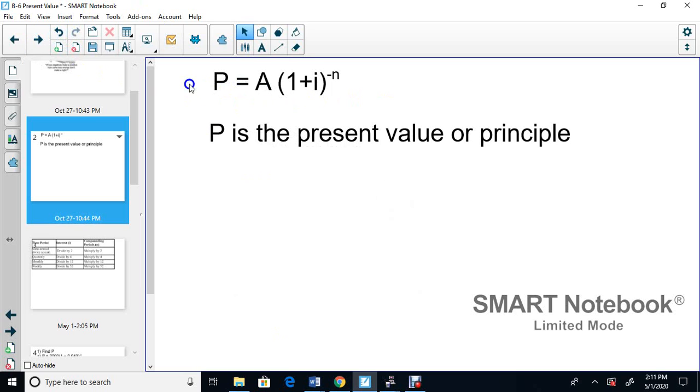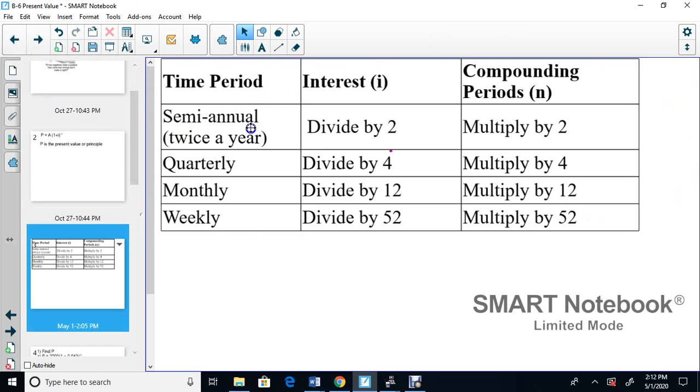Okay, present value. So P equals A(1 plus i) to the negative n. P is the present value, or sometimes the principal you start with. It's the same formula as before, just rearranged, and we have a negative up here. Instead of the P being here, the A goes here and the P goes there, and this becomes negative n. The i and the n are still the interest and the compounding period. A is the amount.